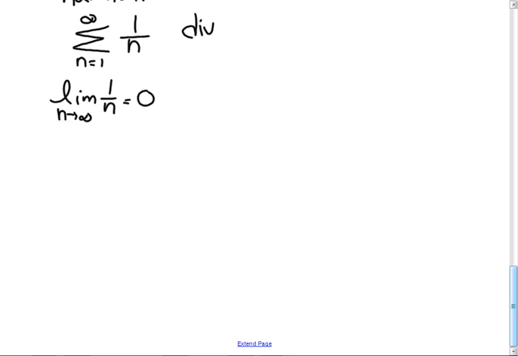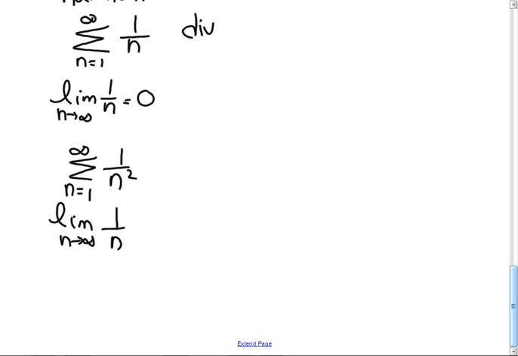Sorry. What about this one? 1 over n squared. And I'll prove this to you if you want me to. The limit of this one as n goes to infinity, 1 over n squared, does equal 0. This converges. So the problem is, just because the limit of the sequence is 0 doesn't mean you know the series converges or diverges. It just has to be 0 for that to happen.